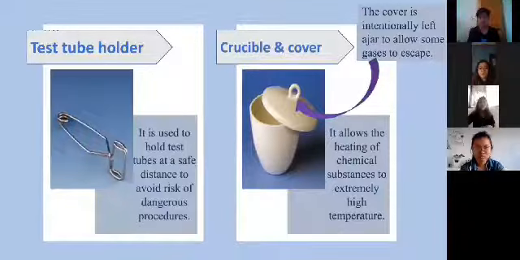This is used for holding test tubes at a safe distance to avoid the risk of dangerous procedures during the experiment. Next is crucible and cover. It allows the heating of chemical substances to extremely high temperature. They are sometimes combined with a loose-fitting lid made out of the same material. The lid or cover is intentionally left ajar to allow some gases to escape throughout the heating process.